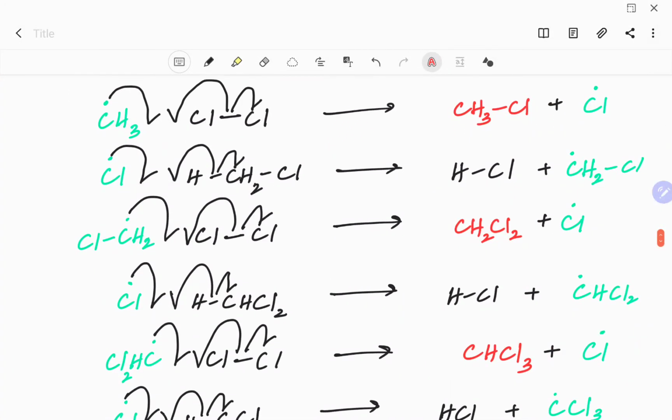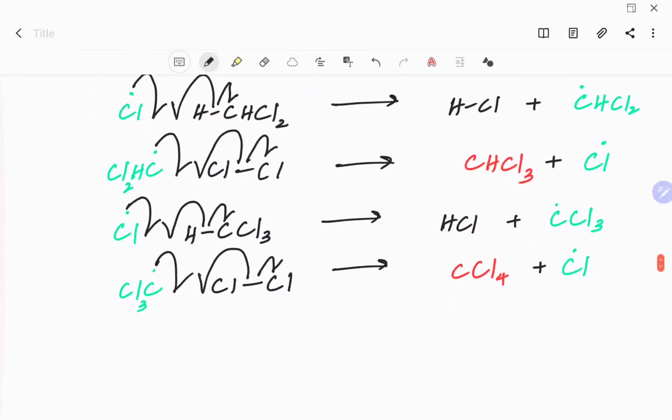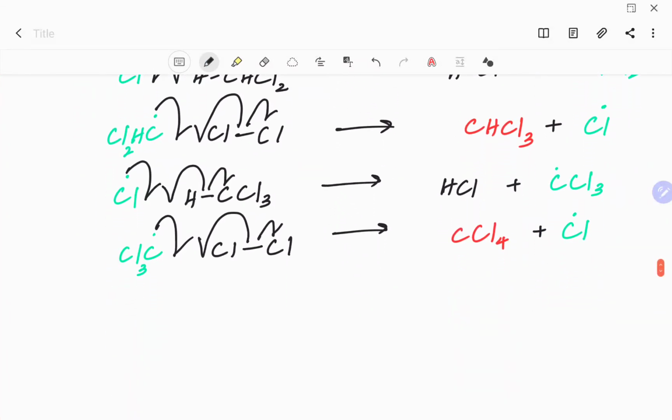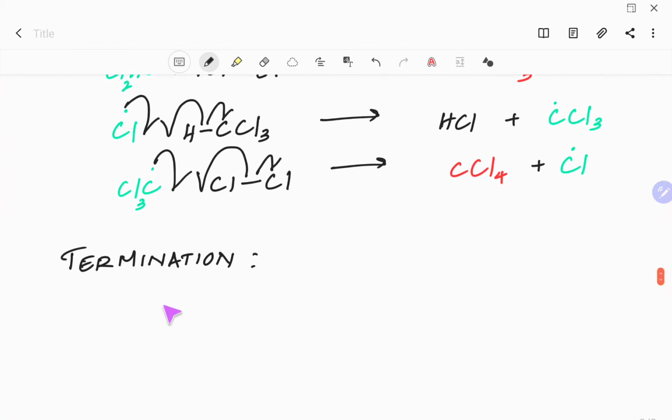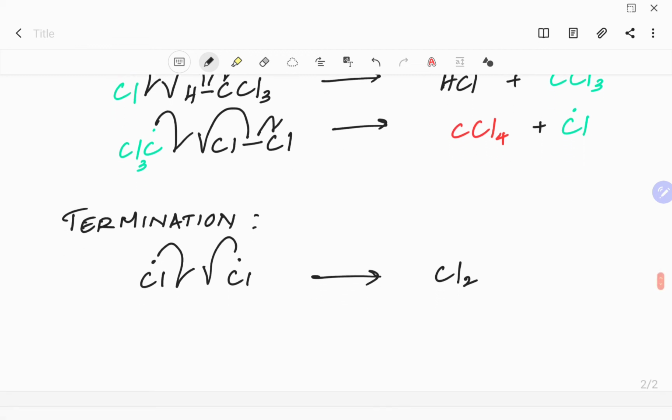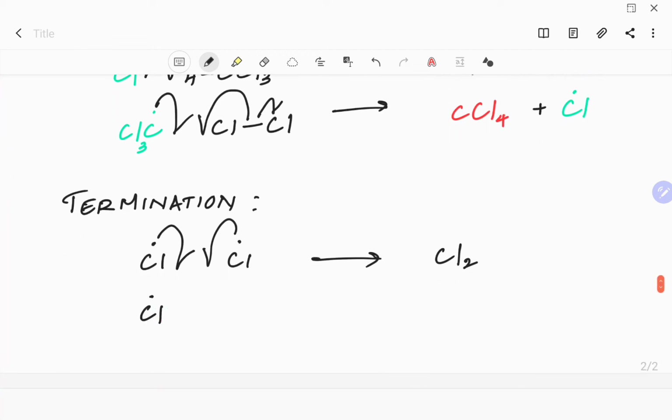So now let's talk about termination, which is the final step, or how to get rid of the radicals. In termination, as I mentioned earlier, you are reacting two radicals. The most common radical is the chlorine radical. Two chlorine radicals, when they meet, can react and form a chlorine molecule. Sometimes you could have a chlorine radical reacting with a methyl radical. If this happens, it will form methyl chloride.